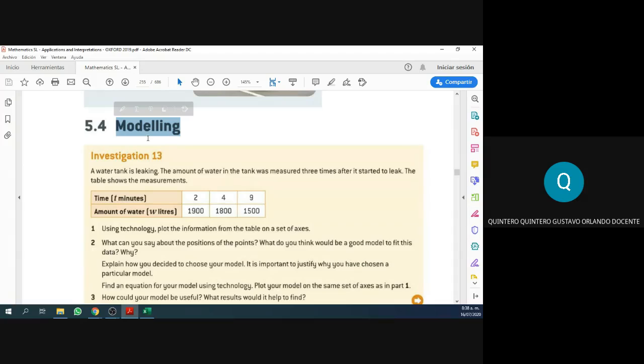If I ask you to find a model, go ahead and find a model. Finding a model means finding the function that better suits the data. Go ahead and write it down, please. Finding a model means finding the function that better suits the data.